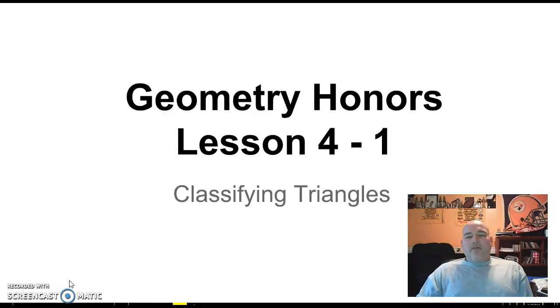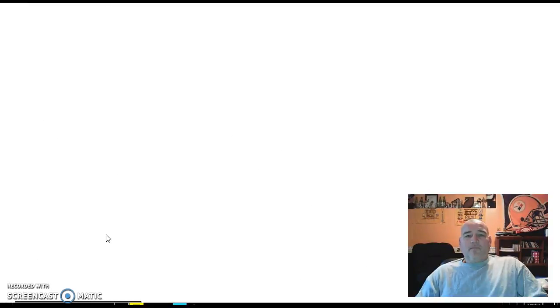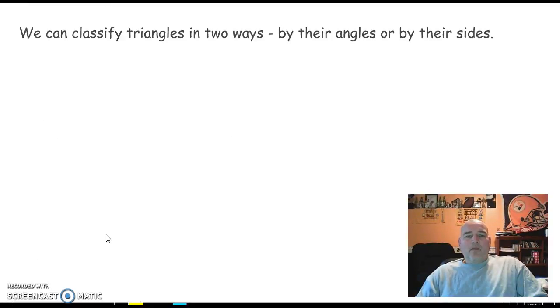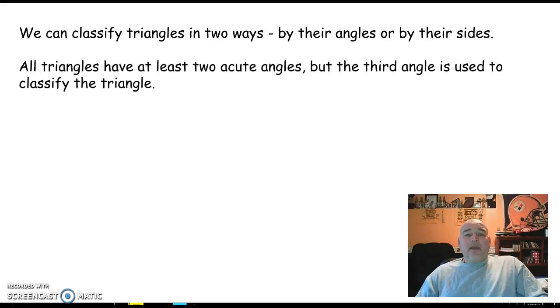Hello! Today we're talking about the beginning of Chapter 4, Lesson 4-1, Classifying Triangles. We can classify a triangle in two different ways, by their angles or by their sides. Now, all of your triangles are going to have at least two acute angles, but the third angle is the one that we use to classify the triangle.